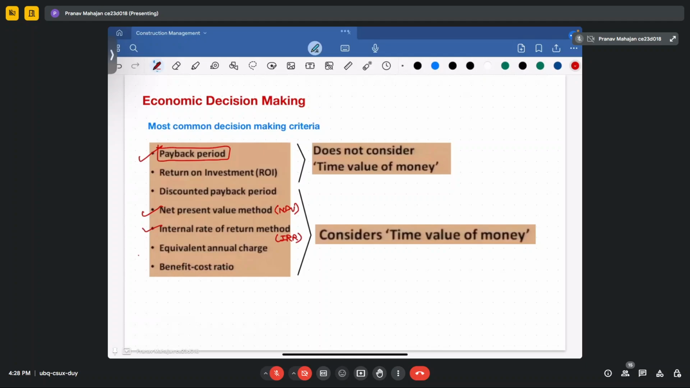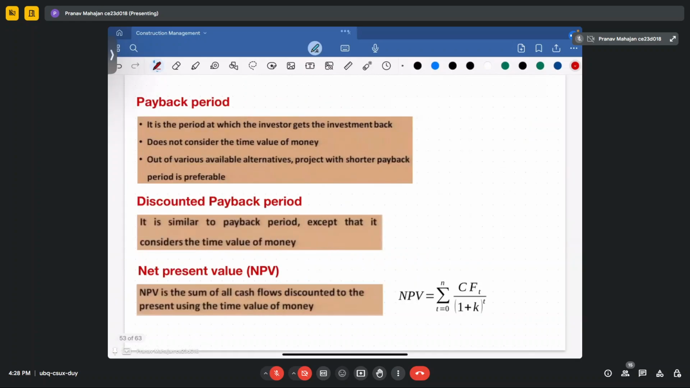In this module, we have covered the payback period, net present value method, and internal rate of return method. We will see all of them one by one. In the payback method, it is the period at which the investor gets the investment back. That means suppose you are investing 20,000 and you are getting 2,000 annually.